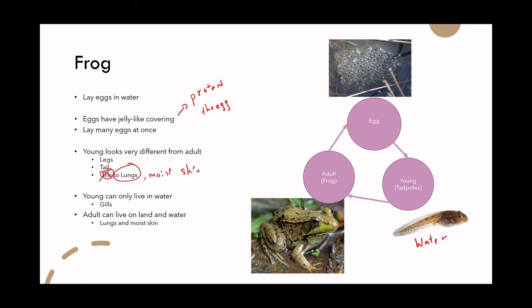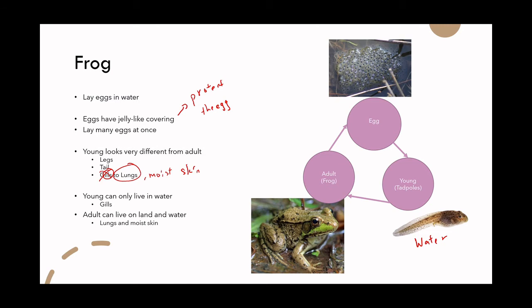So, a quick summary of what we just went through for frogs. There's a lot of information. When they lay eggs, they lay many eggs at once. The eggs come with an outer covering that's jelly-like. This protects the egg from predators and from damage.